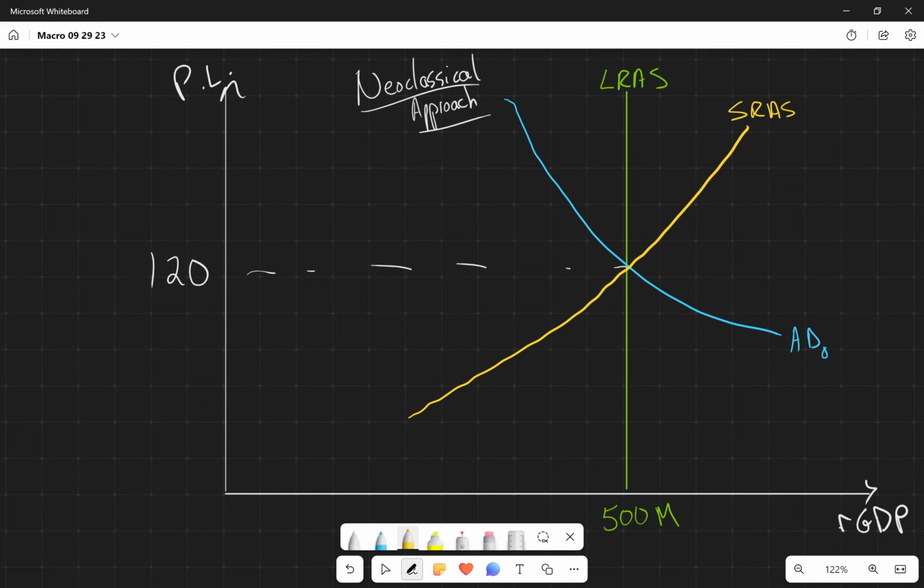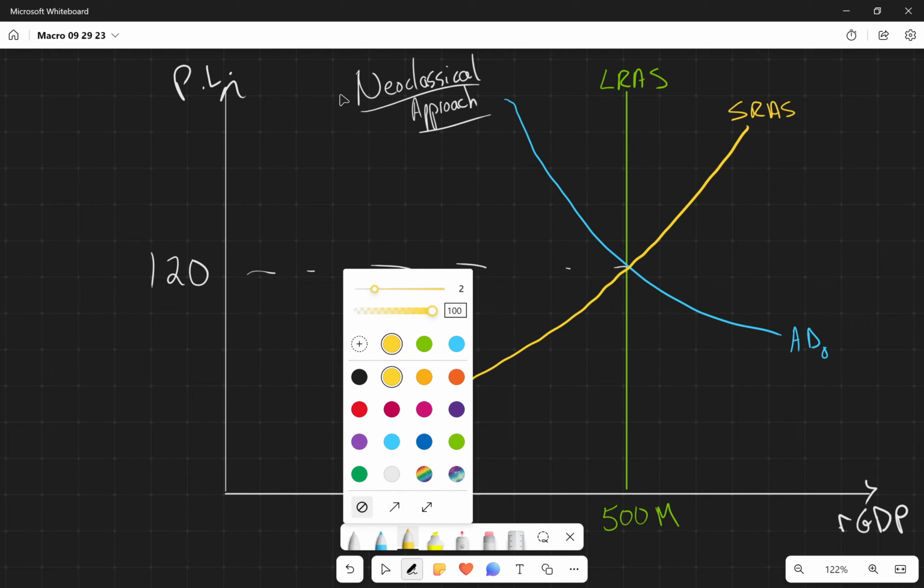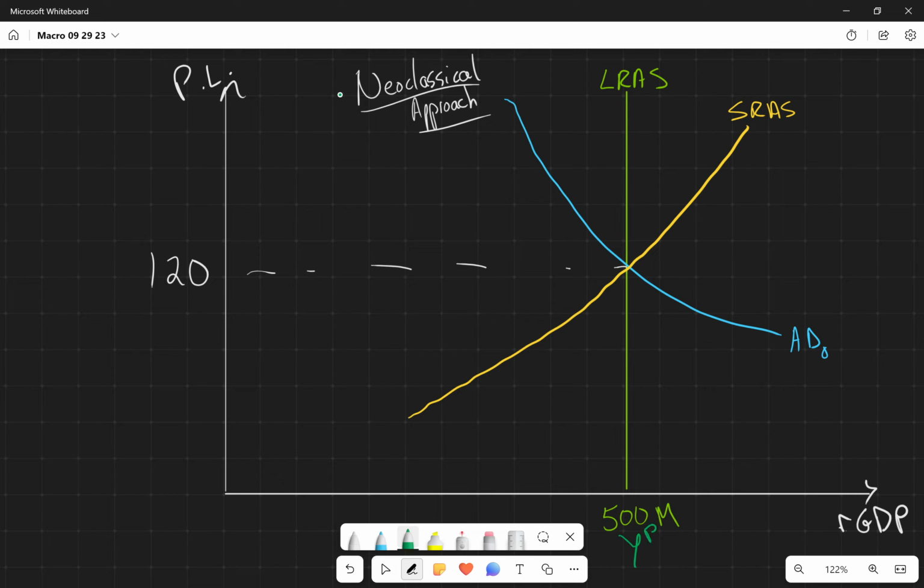So this 500 million output, we call it our potential GDP. We can also label it E naught. And this is exactly like the chart in the book, the graph in the book. So if you need to relate to this later, you can. I'm keeping all the numbers the same and the labeling the same.